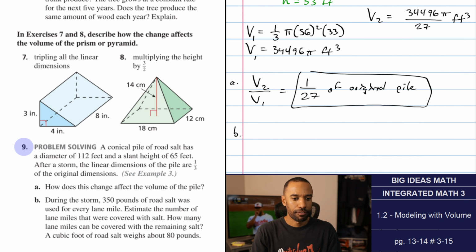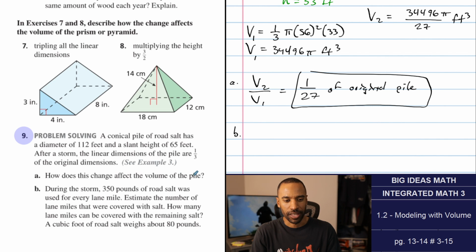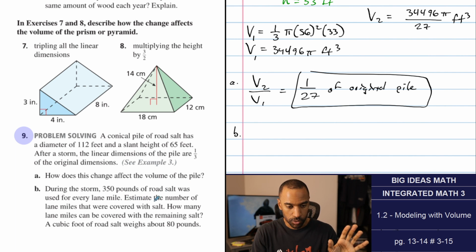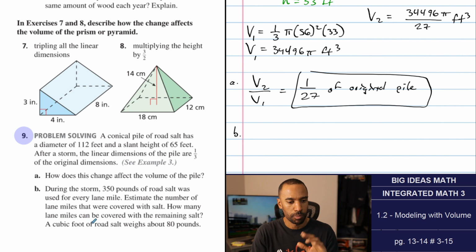During a storm, 350 pounds of road salt was used for every lane mile. Estimate the number of lane miles that were covered with salt. How many lane miles can be covered with the remaining salt? A cubic foot of road salt weighs about 80 pounds.